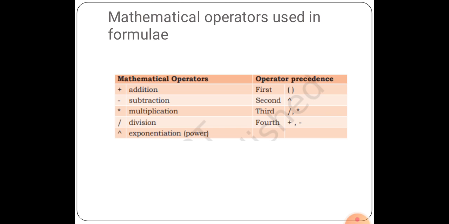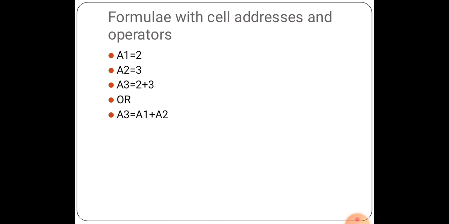Next one is mathematical operators. We use a number of operators in the current working spreadsheet. It includes addition, subtraction, multiplication, division and exponential. The operator precedence follows this order. First the parenthesis will be solved. Second, the power, that is exponential, will be solved. Third is division, followed by multiplication, and finally plus and minus, that is addition and subtraction.